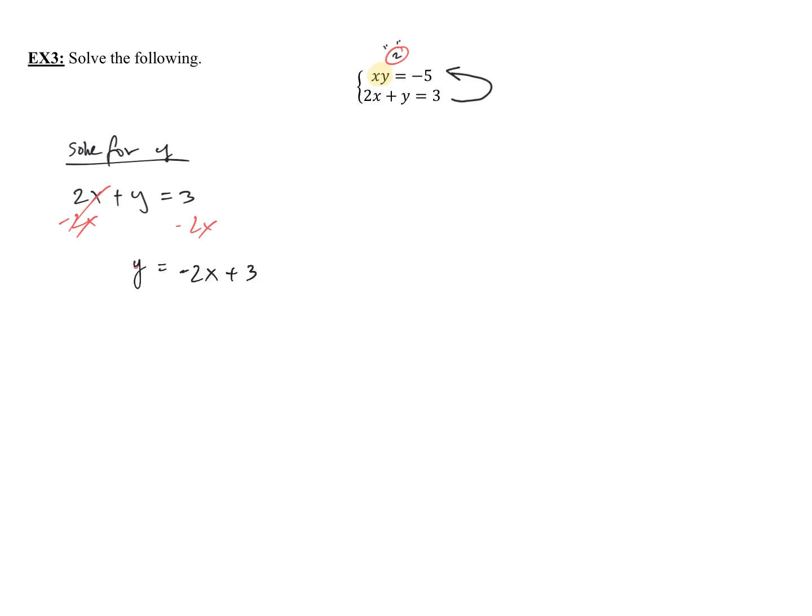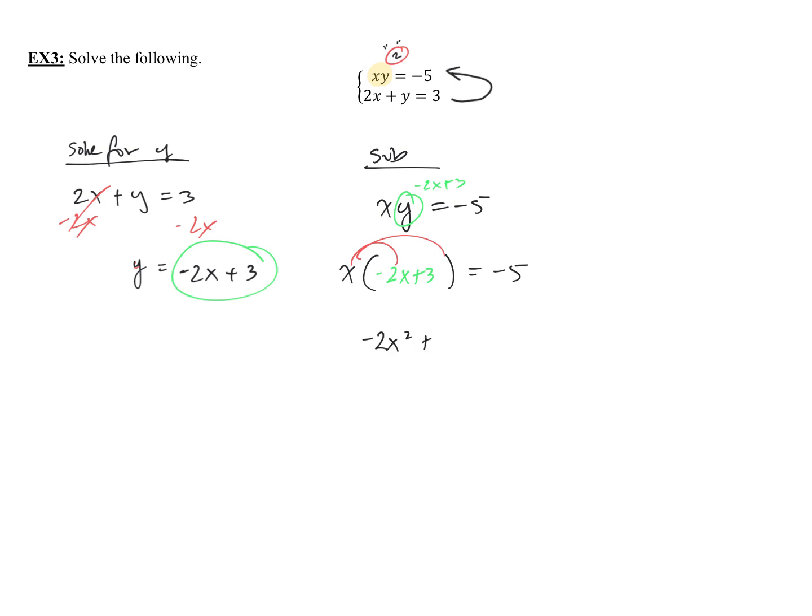Alright, so now let's go ahead and sub. So we're going to sub, what do we have? Well, y is equal to negative 2x plus 3. So we're going to replace that with negative 2x plus 3. And we have x times negative 2x plus 3 equals negative 5. It's multiplication, so let's go ahead and distribute. And we get negative 2x squared plus 3x equals negative 5.